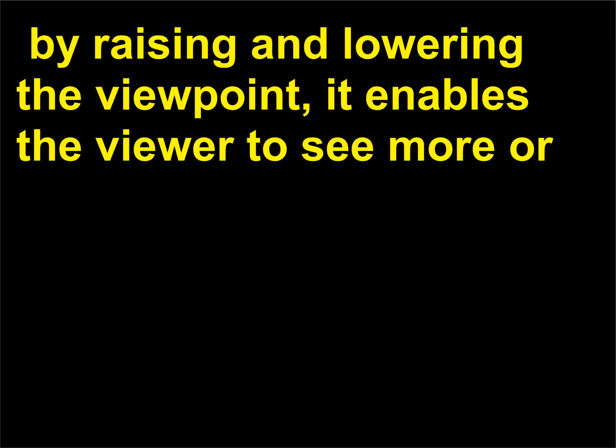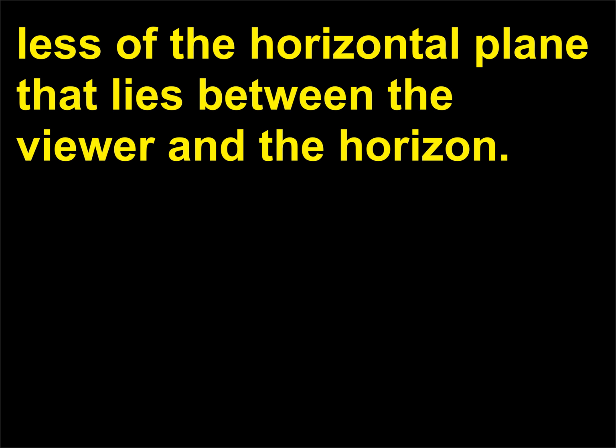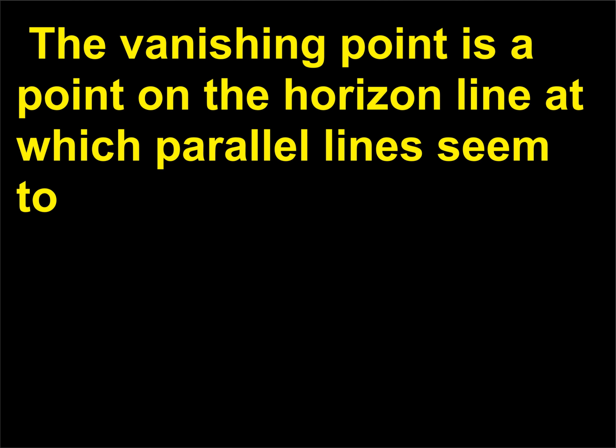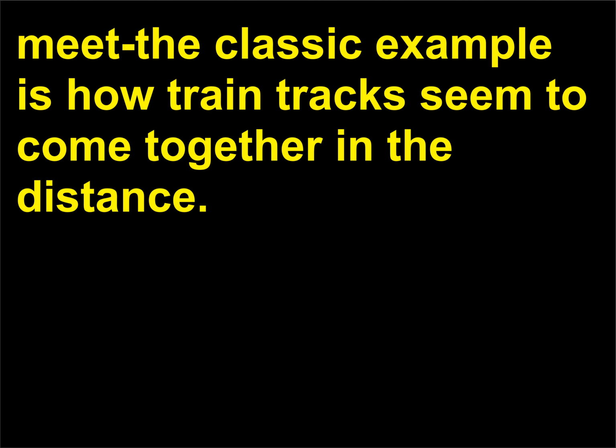By raising and lowering the viewpoint, it enables the viewer to see more or less of the horizontal plane that lies between the viewer and the horizon. The vanishing point is a point on the horizon line at which parallel lines seem to meet. The classic example is how train tracks seem to come together in the distance.